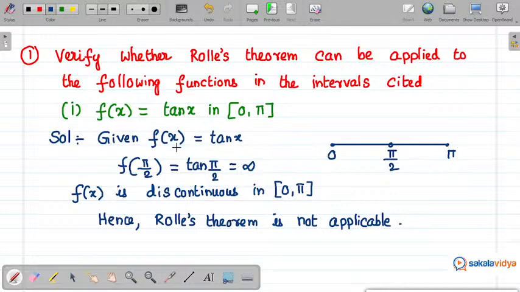So first, given f of x is equal to tan x. In 0 to pi, the pi by 2 is there. So let us find the value of tan x when x is equal to pi by 2. F of pi by 2 is equal to tan pi by 2, that is infinity. So at pi by 2 the function is not defined. So f of x is discontinuous in 0 comma pi. Hence Rolle's theorem is not applicable, or cannot be applied.